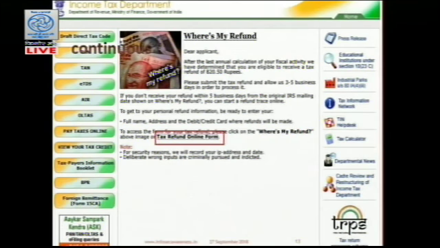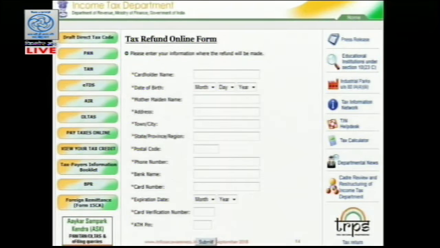Then there is a tax refund form, and once you click it, they will ask you to fill up a form with certain fields. You can see that this tax refund form has all that information, and everything is mandatory. You can see the star mark over here, it is mandatory. So, they ask for the cardholder name, date of birth, mother's name, address, town, state, postal code, phone number, bank account, card number, expiry date, CVV number, ATM pin, and a fast finger for submit.